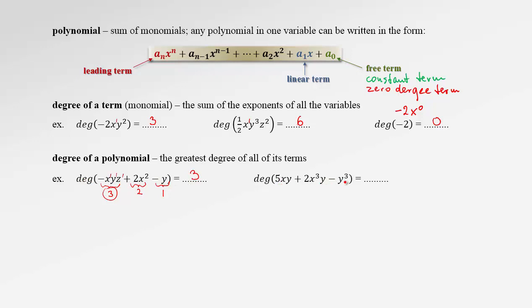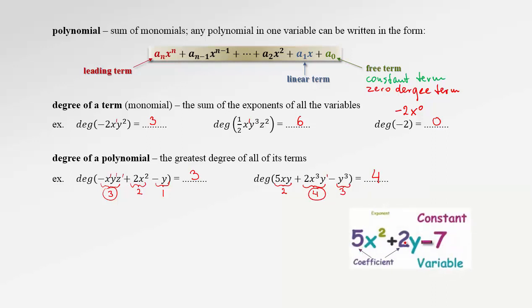Okay, let's do the same here. The degree of 5xy is 2. The degree of 2x cubed y is 3 plus 1, so it's 4. And the degree of negative y cubed is 3. Therefore, the degree of the whole polynomial is the highest number, which in this case is 4. So I hope that's clear.